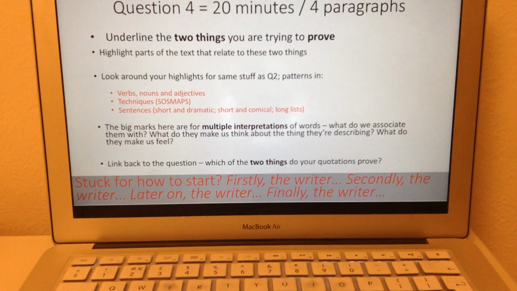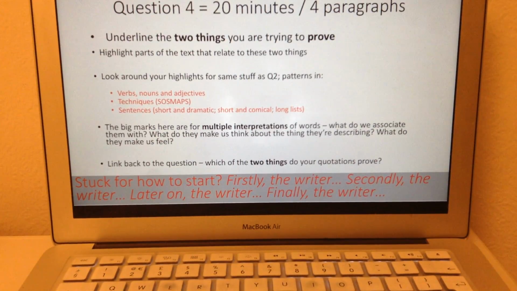First of all, you underline the 2 things in the statement you are trying to prove. There's usually 2. Then you highlight the parts of the text that relate to these 2 things. When we did this about Alfred in Propping Up the Line, it was about the horrors of war and the dramatic effects on him. Secondly, you look around what you've highlighted for the same stuff you looked for in question 2.